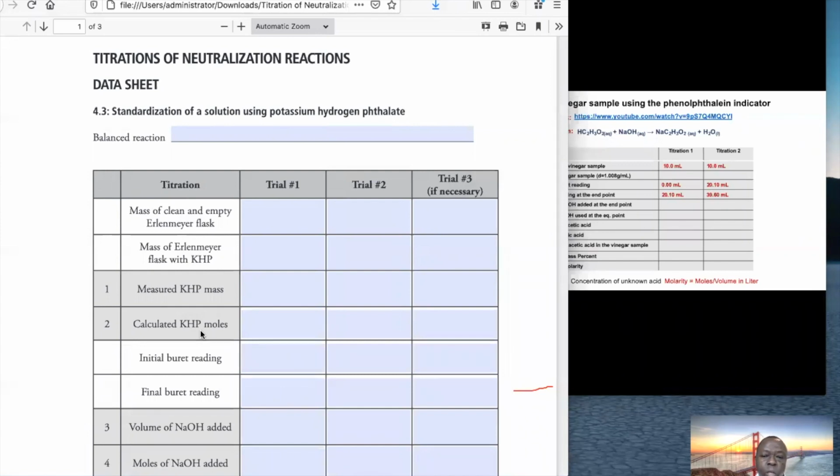And then the titration: filling the burette with the NaOH solution, making sure that there is no air trapped in there.